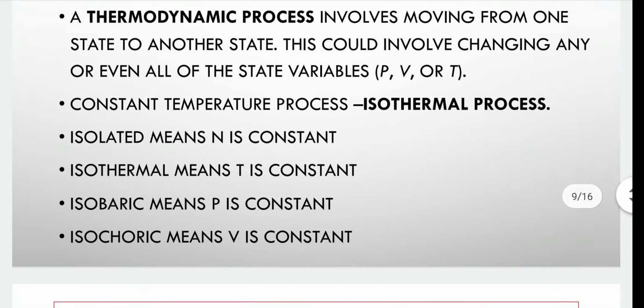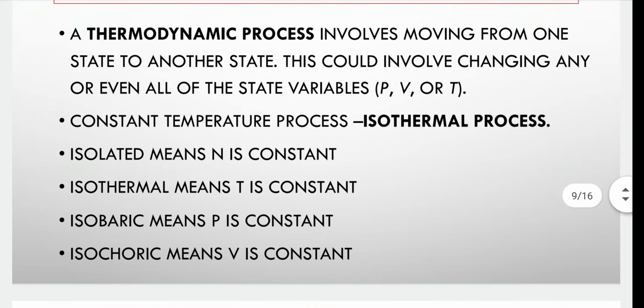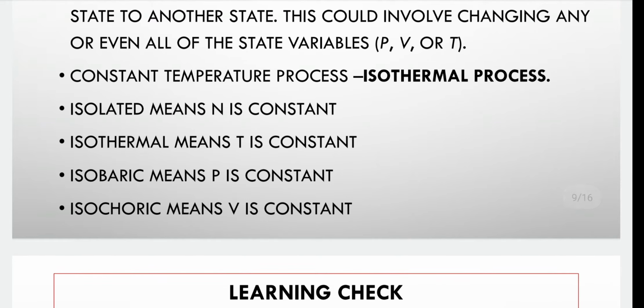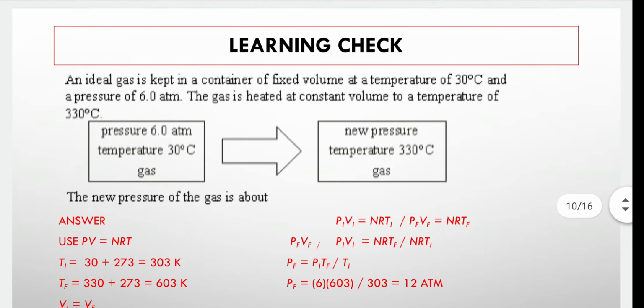We can see here for any thermodynamic process that happens to any gas, there are some terms that lead to a type of understanding. The first is named the isothermal process, which means a constant temperature process is happening. If he says it's isolated, it means that the number of moles is constant. If he says it's isothermal, the T is constant. Isobaric means the P is constant, and isochoric means the V is constant.